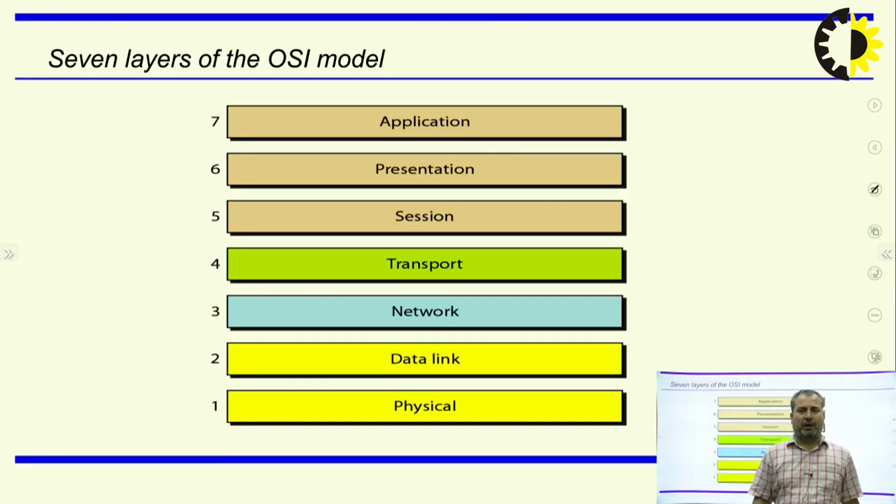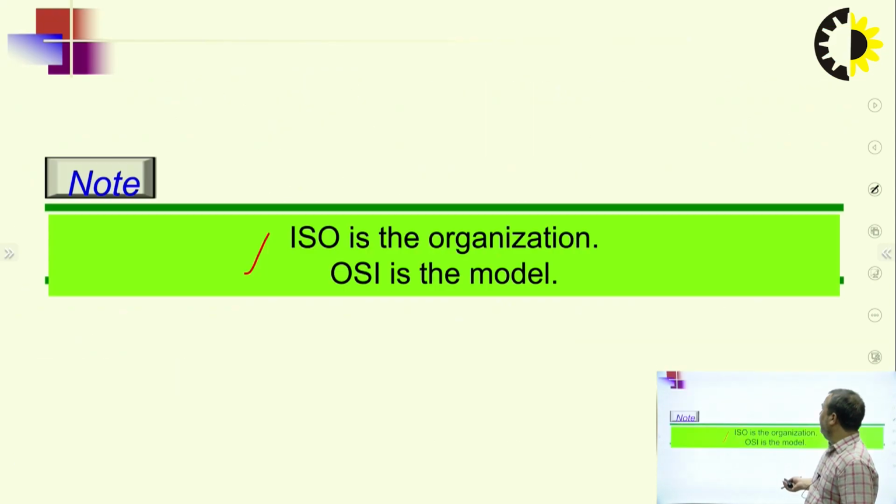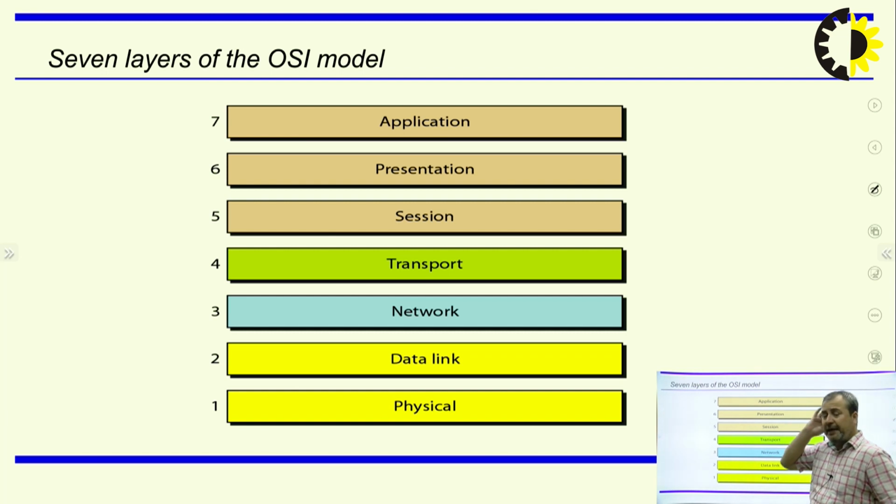This reference model is divided into 7-layer tasks. Like we have seen in the postal system, the communication between sender and receiver is categorized into 3 layers: higher layer, middle layer and lower layer. In the OSI reference model there are mainly 7-layer tasks: physical layer, data link layer, network layer, transport layer, session layer, presentation layer and application layer.